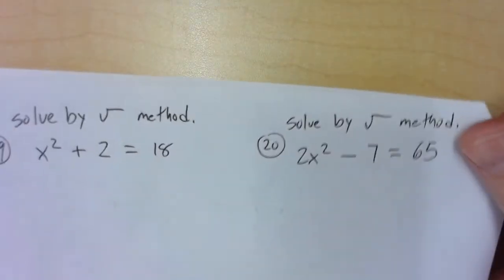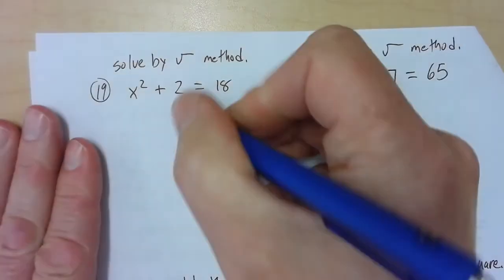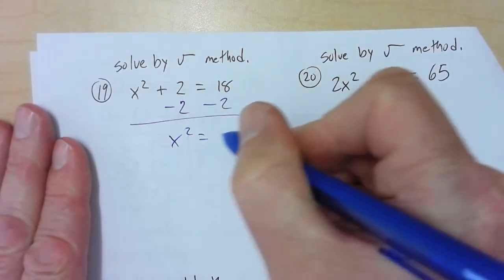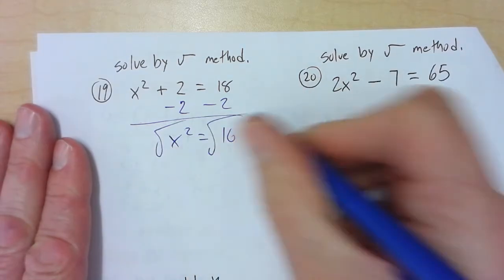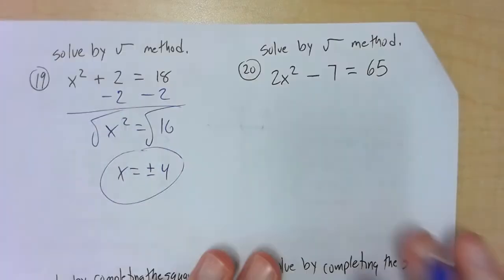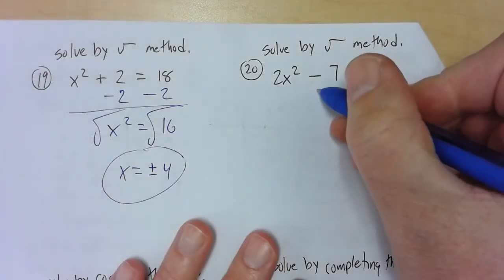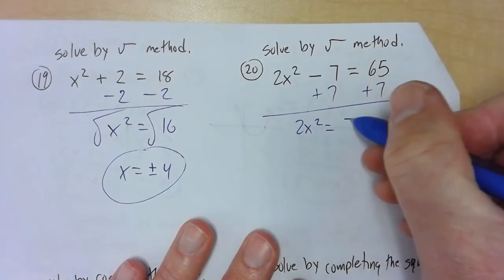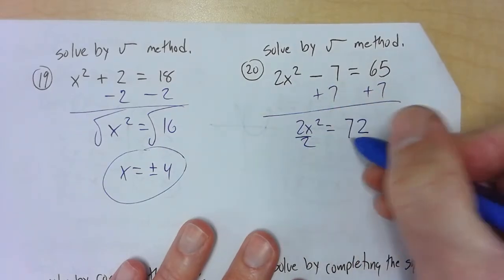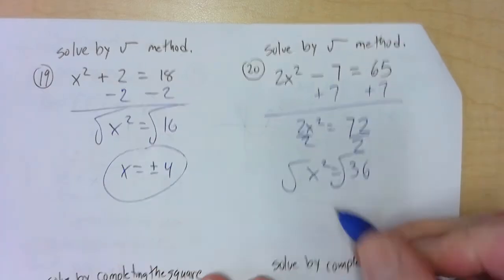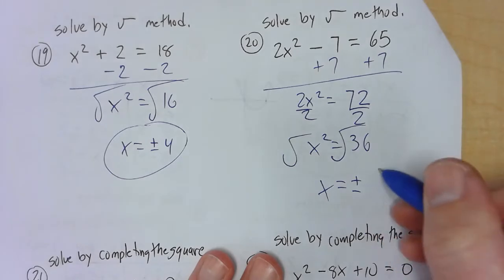18, 19. Now we're solving by the square root method, two of these. So we're going to subtract over the 2, so just do regular algebra, and then take the square root. 16. Square root each side, x is equal to plus or minus 4. Basic algebra on these ones here again, so add 7 to each side. 2x squared is equal to 72, divide by 2, x squared is equal to 36. Take the square root of each side, x is equal to plus or minus 6.